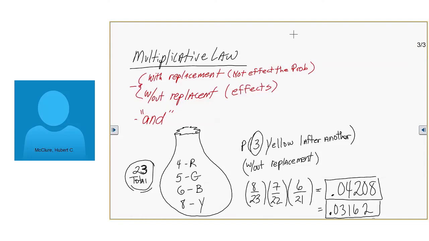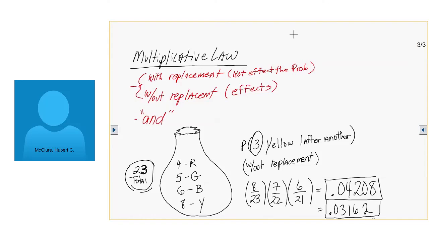The reason I choose the marble question is because it's easy for you to picture the bag, the marbles, and the with and without replacement. With replacement means I'm putting the marble back into the bag, so it's not affected, therefore it's independent. So put a big independent out there. Dependent means that it affects.